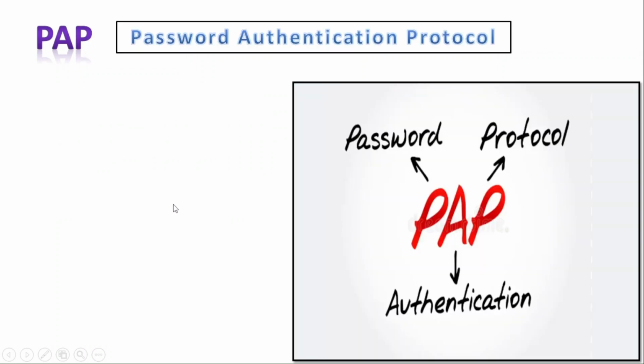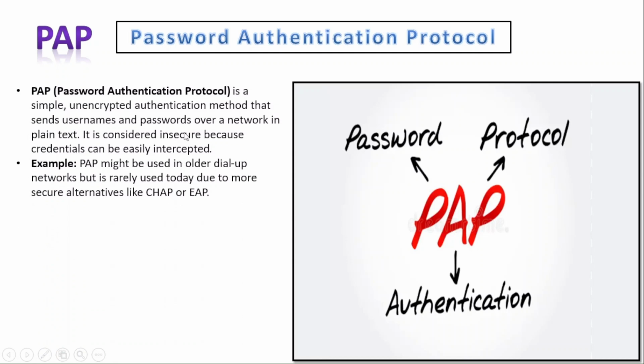PAP, that is Password Authentication Protocol. So PAP, or Password Authentication Protocol, is a simple unencrypted authentication method that sends username and password over a network in plain text. It is considered insecure because credentials can be easily intercepted. Example, PAP might be used in older dial-up networks but is rarely used today due to more secure alternatives like CHAP or EAP.